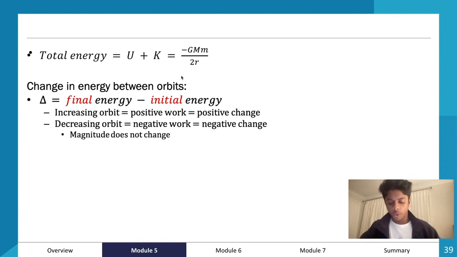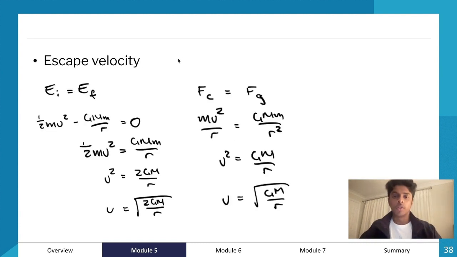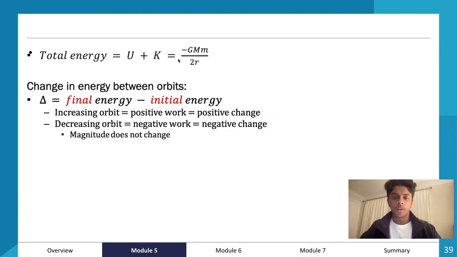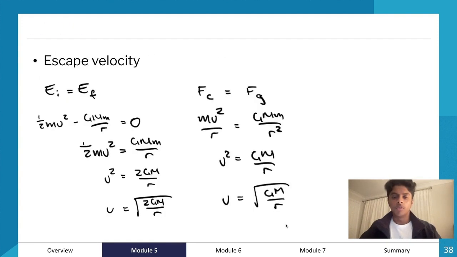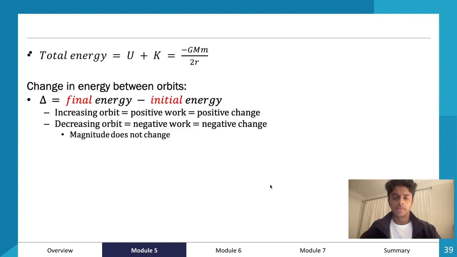So for this question, for U plus K, we will use our known value for velocity, which will be orbital velocity in this case.